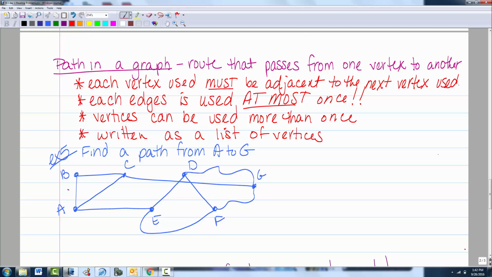Anyway, I love it. The second rule: each edge is used at most once. So you're not going to use an edge twice, but you're going to see some silly stuff happen. Like the third one's kind of silly: vertices can be used more than once, because vertices can be connected by more than one edge. It would be a strange situation to do that, but that's it. And then all you do is write this as a list of vertices.